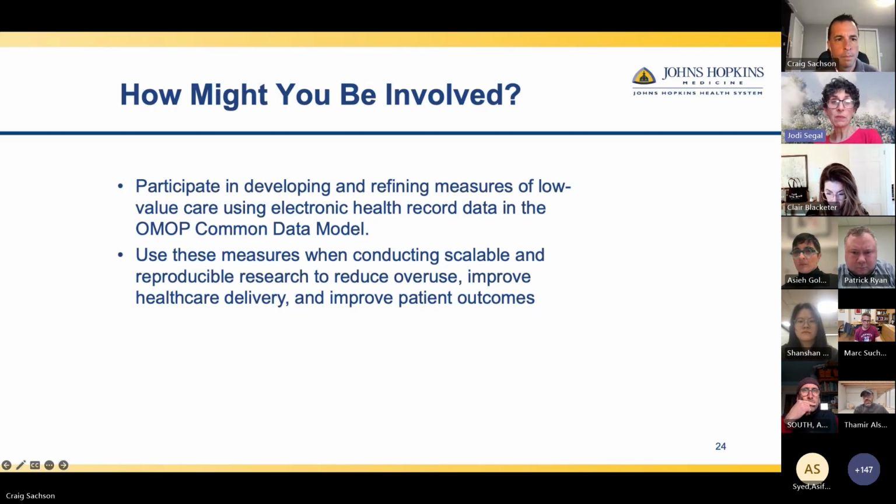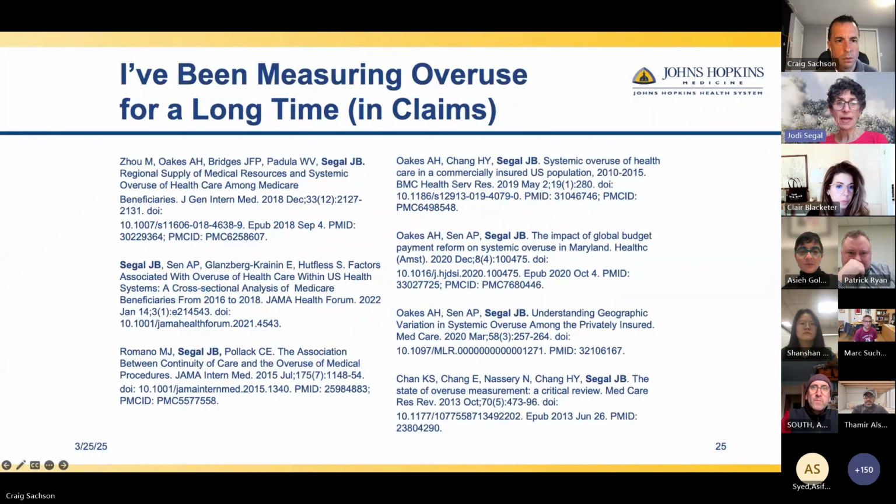So I'm wondering if people would like to participate in developing and refining measures of low value care using EHR data in the CDM, and then hopefully use these measures when conducting scalable, reproducible research to reduce overuse, improve healthcare delivery, and improve patient outcomes. I've been measuring overuse for a long time, but primarily using claims data. I have not used EHR data, and it really requires some different thinking about the denominator.